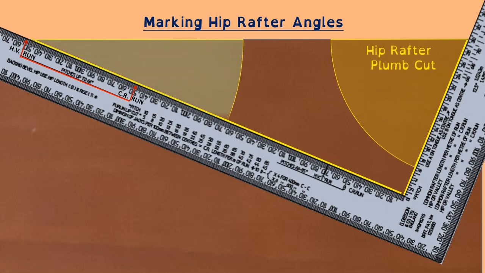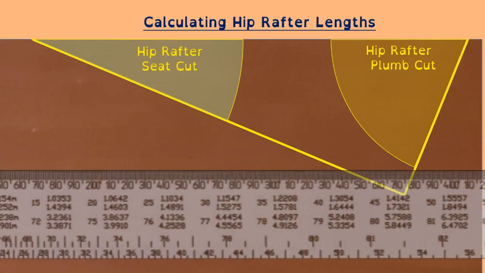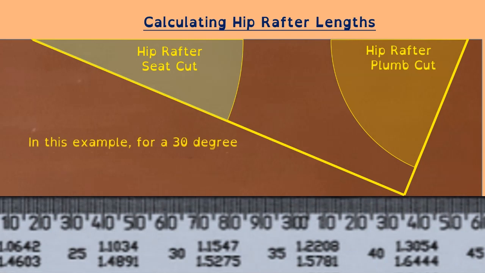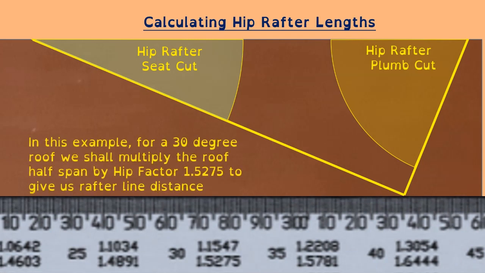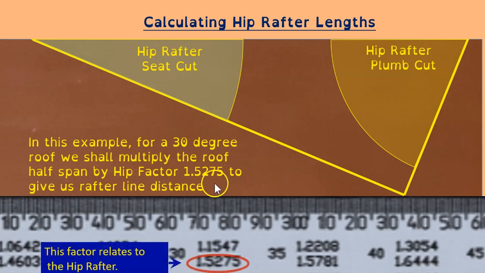So here's your hip rafter plumb cut, and here animated now is your hip rafter seat cut. And again, you'll be setting your bevels to that later on when we're marking the hip rafter. So this is an example for a 30-degree roof, where we multiply the roof half span by the hip factor, which is 1.5275, to give us the rafter line distance that's shown right here.